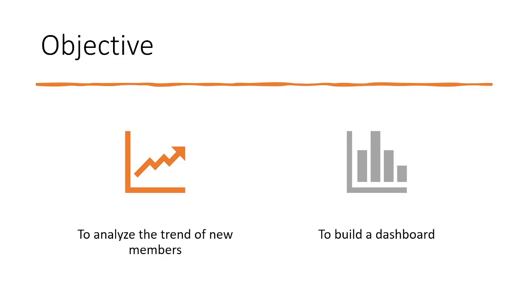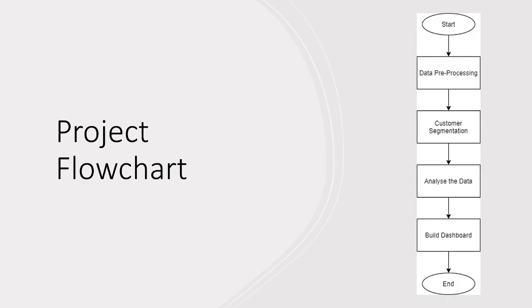So the objective of this project is to first analyze the trend of new members, and second to build a dashboard. So the project flowchart: first, we do data pre-processing, and then customer segmentation, and then I analyze the data, and then I build a dashboard. In this submission, I will only focus on customer segmentation because this is the only part where the AI is present.